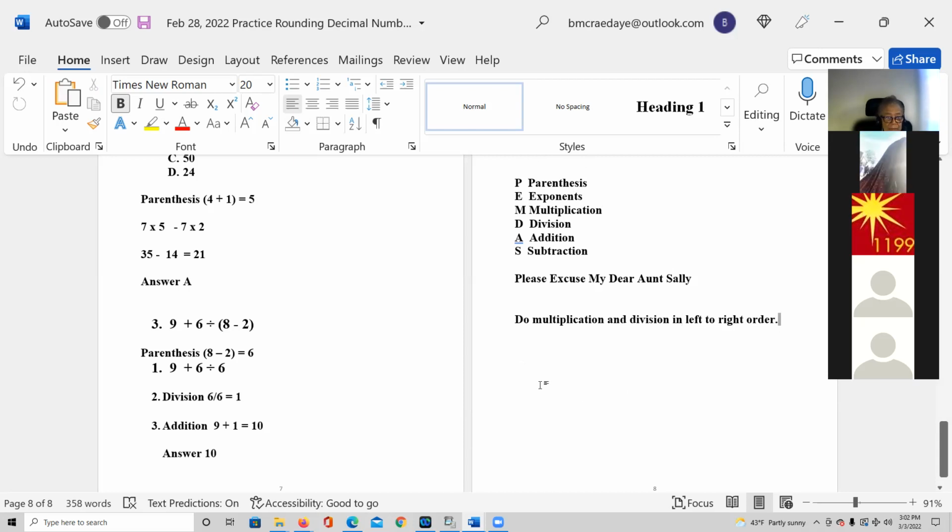You see, from left to right. Well, this one didn't have multiplication and division, so let me just take a problem to illustrate what I'm talking about. Okay, suppose we had 9 divided by 3 plus 8 times 2.